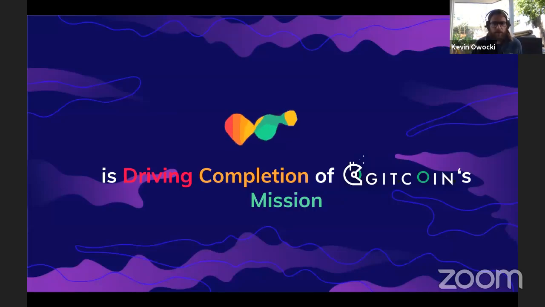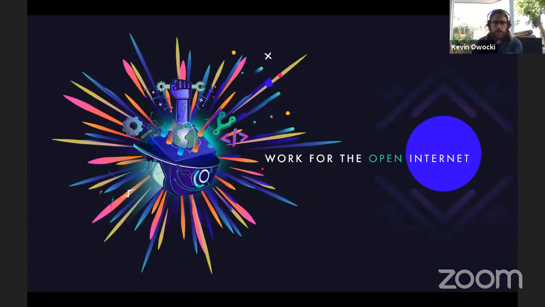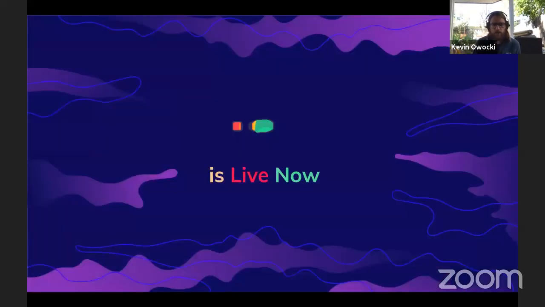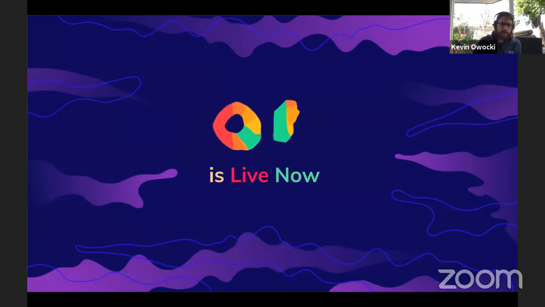And so basically, this is driving completion of Gitcoin's mission. We want to build a world in which open source software developers can just work for the open internet. They don't have to work for a large corporation in order to pay their mortgage, support their family, stuff like that. The Gitcoin network itself has driven about $5 million worth of value to open source software developers. And this is all live today.